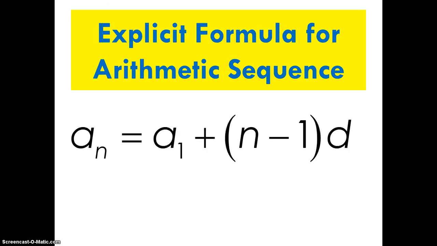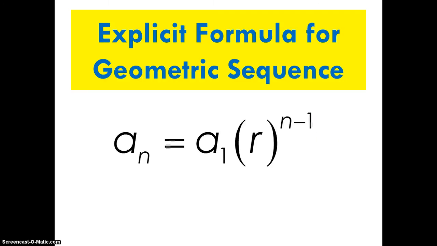Now, when I'm looking at an arithmetic sequence, the formula I would use is a sub n is equal to a sub 1 plus n minus 1 in parentheses times d, and d is my common difference. Now when I have a geometric sequence, I have a sub n is equal to a sub 1 times r, which is my common ratio, raised to the n minus 1 power.